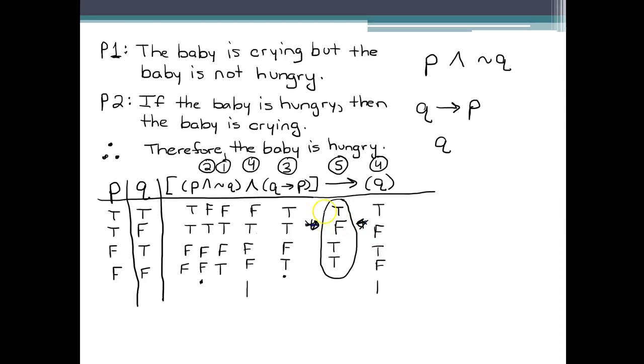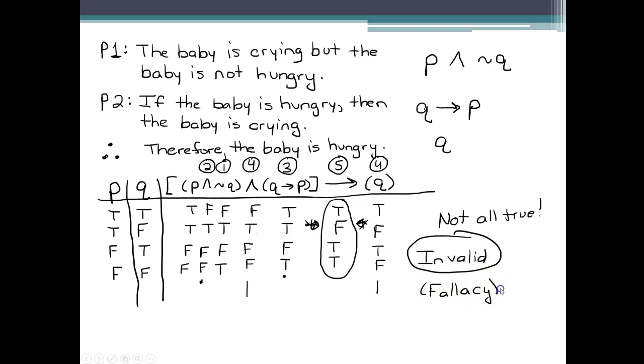Let's do asterisks here. Notice it has a false. Not all true. That final column. So this argument is invalid. It's a fallacy. If there's any false statements in that final column, then your argument is invalid. You can't draw that conclusion.